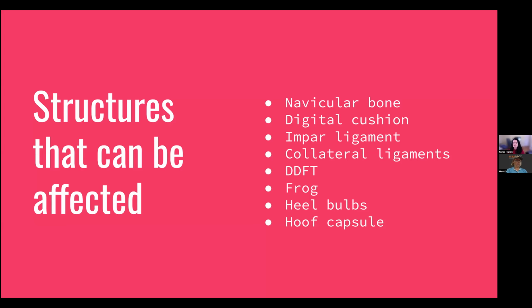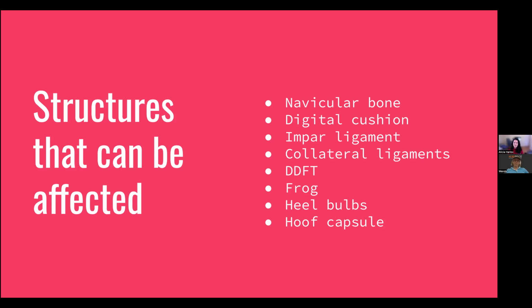So again, we kind of addressed this, but what are some structures in the back half of the foot that might be causing pain? We mentioned the navicular bone itself, the digital cushion, that's a big fatty section underneath the heel bulbs. If you squish the frog and in between the heel bulbs and palpate that area, that's where your digital cushion sits. The impar ligament and collateral ligaments are attached to the navicular bone and can become damaged. The deep digital flexor tendon runs up the back of the leg, and that is typically involved when there's any kind of navicular bone damage.